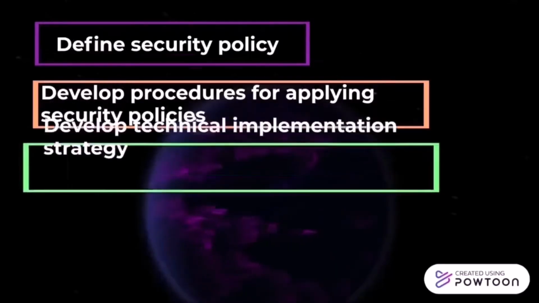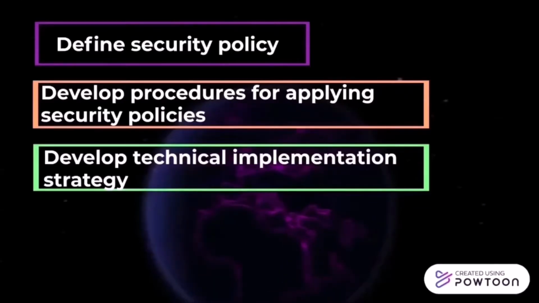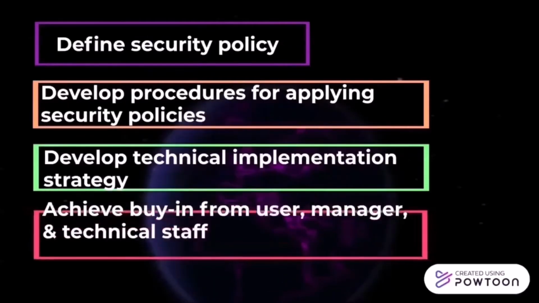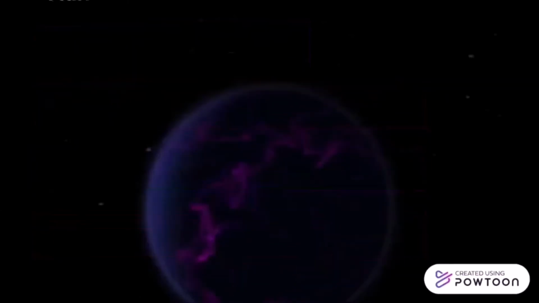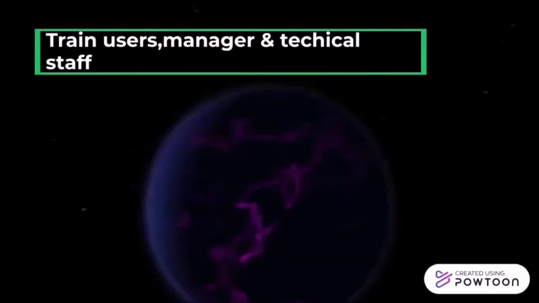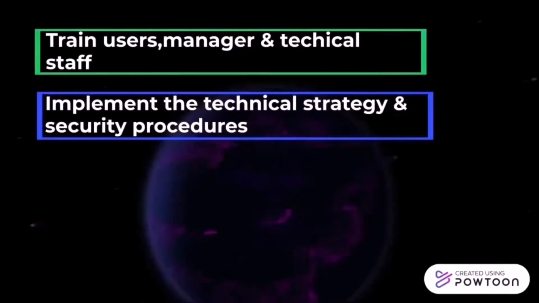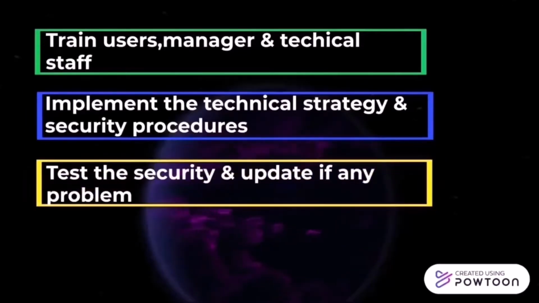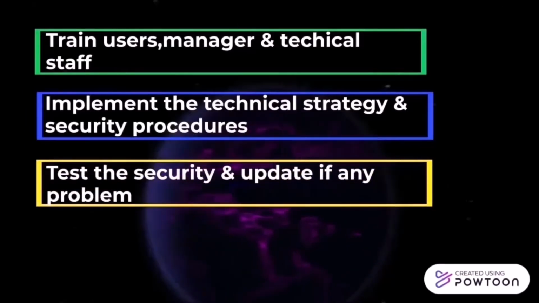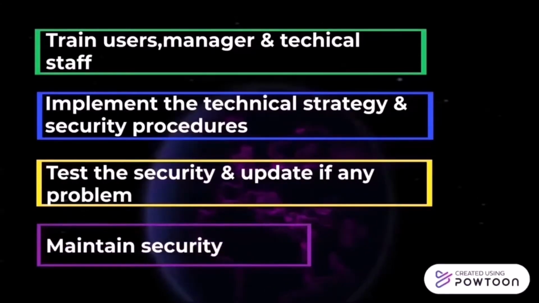Next is develop technical implementation strategy. Next, achieve buy-in from users, managers, and technical staff. Next, train users, managers, and technical staff. Next, implement the technical strategy and security procedures. Next, test the security and update if there is any problem. And the last step for network security strategy is maintain security.